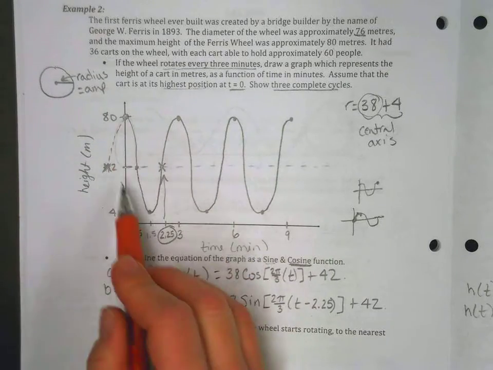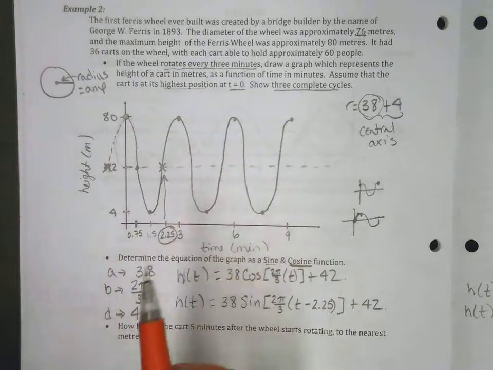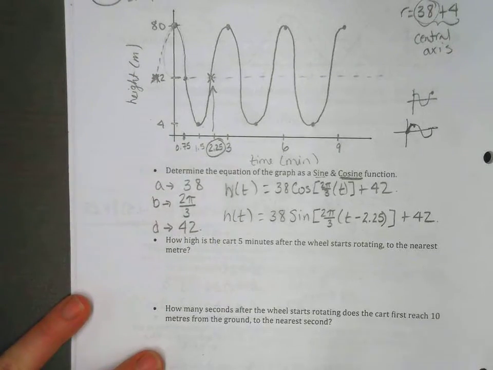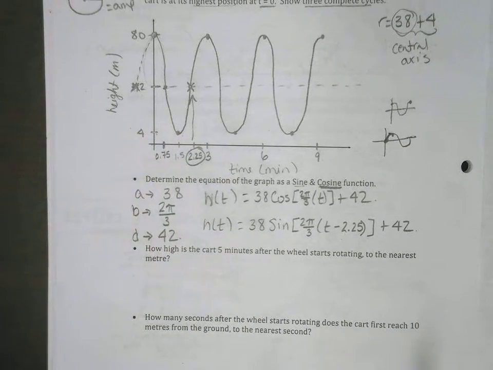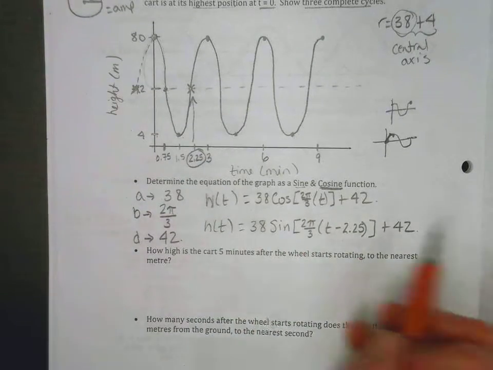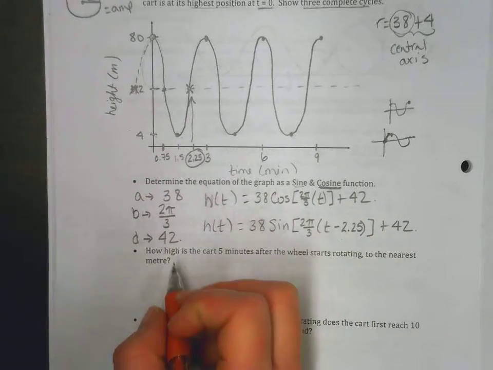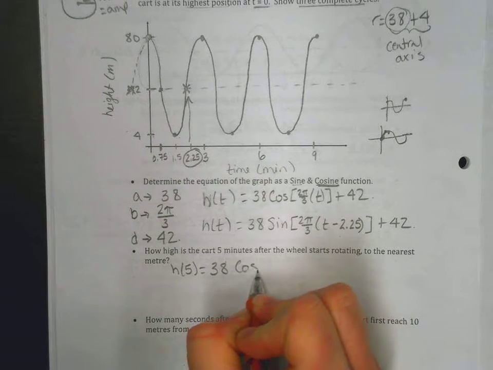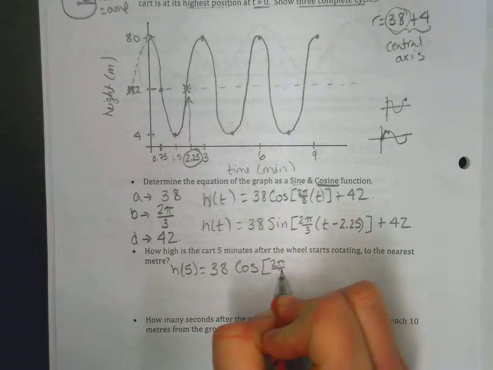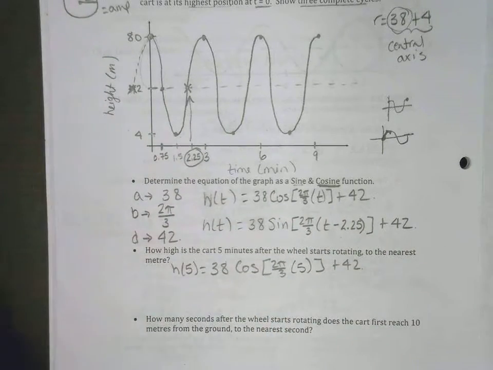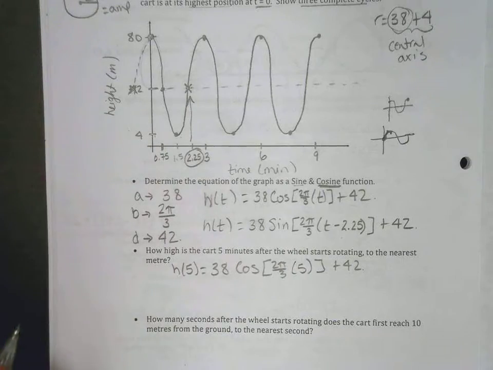How high is the cart 5 minutes after the wheel starts rotating? Well, I'm going to substitute 5 into any one of these 4 equations. I'm going to substitute it into my cosine equation just because that would be the least amount of work. So on my calculator, make sure it's in radian mode. Cos of 2 pi over 3 times 5, plus 4. My answer should be 23 meters.